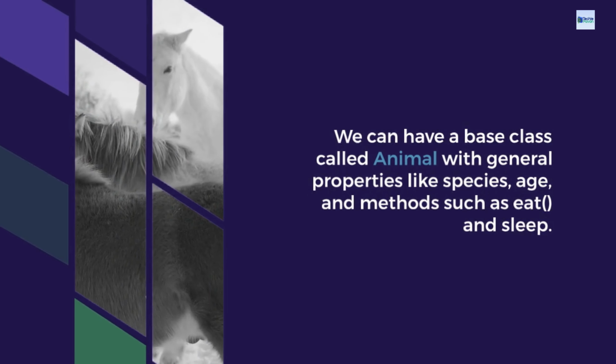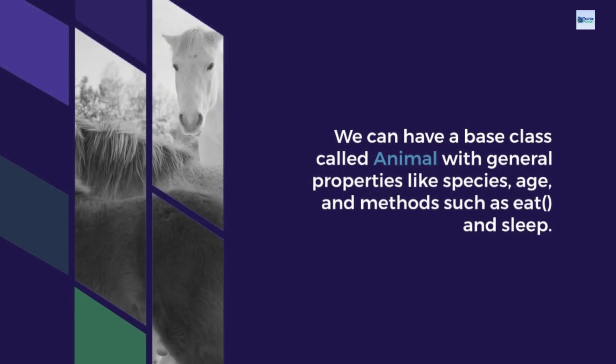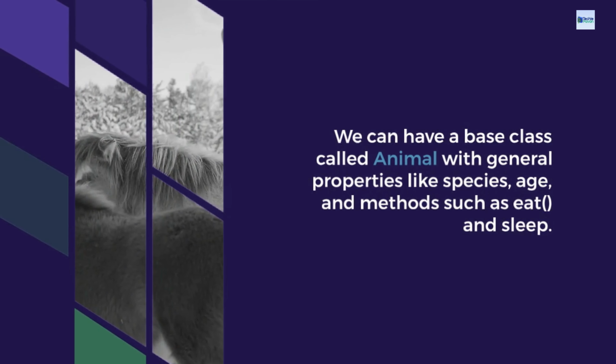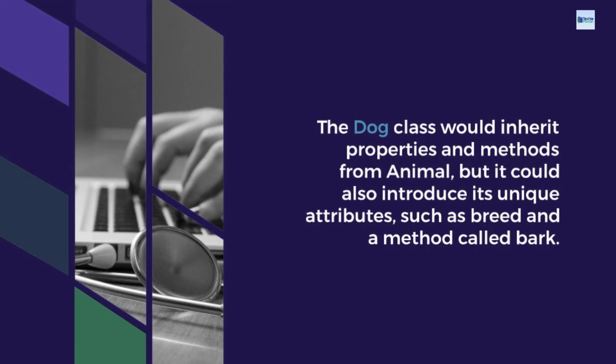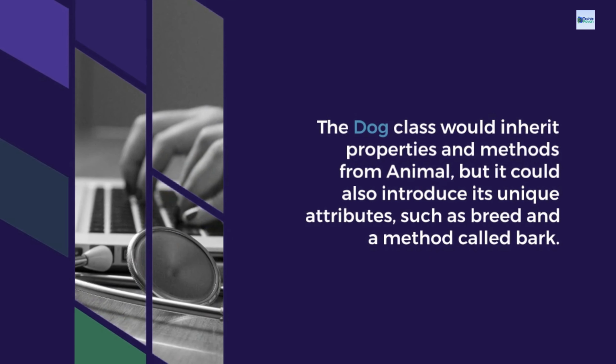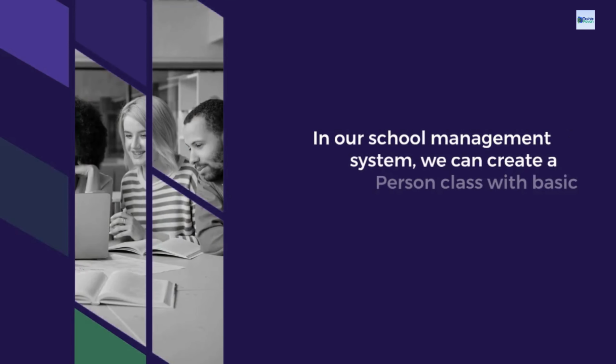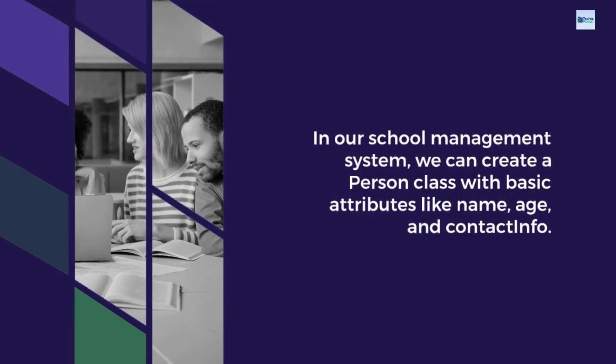We can have a base class called Animal with general properties like species, age, and methods such as eat and sleep. From this class, we can create subclasses like Dog and Cat. The Dog class would inherit properties and methods from Animal, but it could also introduce its unique attributes, such as breed and a method called bark.